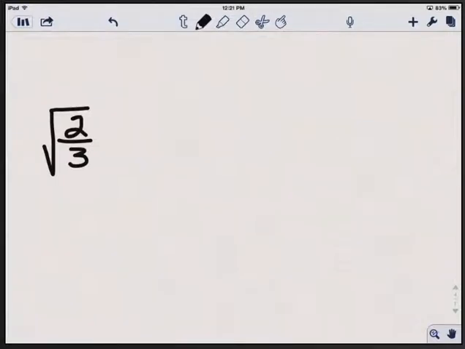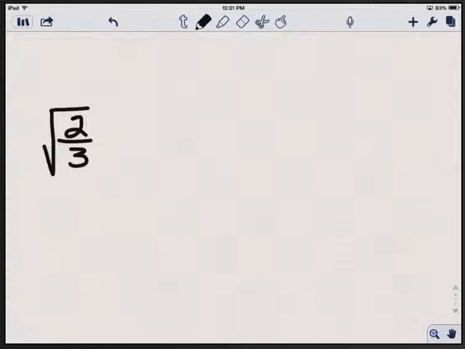Okay, another problem, simplifying square roots. One of the rules I mentioned yesterday was that you cannot have a radicand that is a fraction. By that I mean a fraction where the denominator is not equal to 1. So in this case we're simplifying the square root of 2/3.